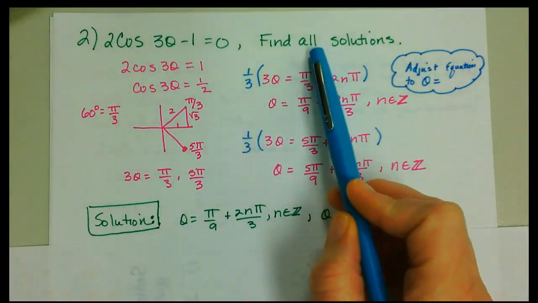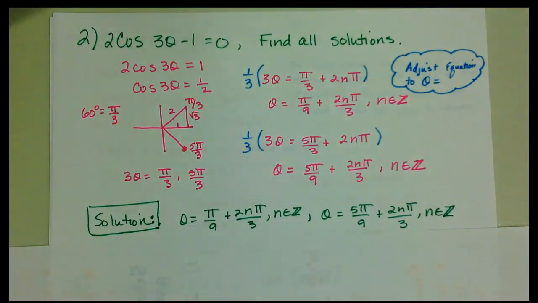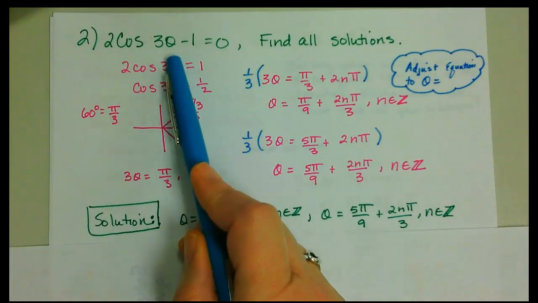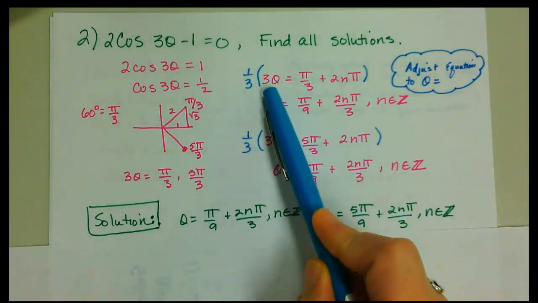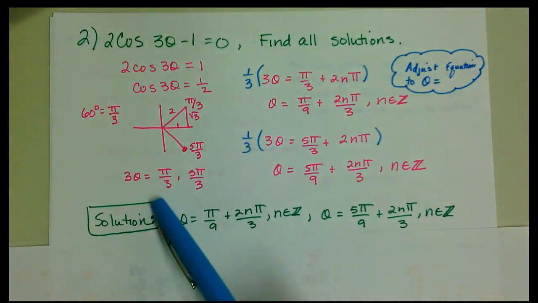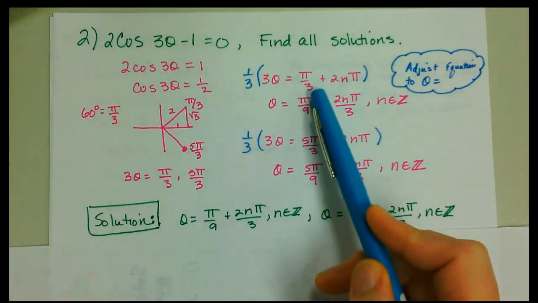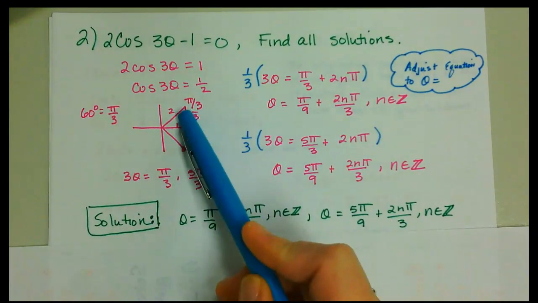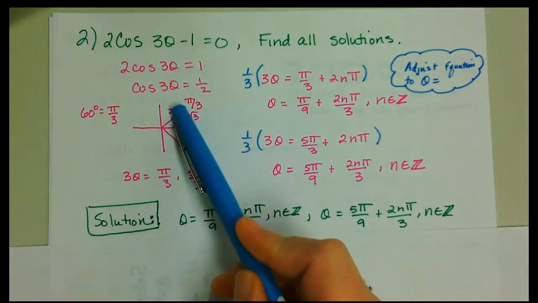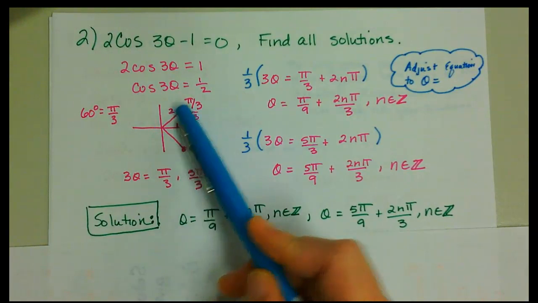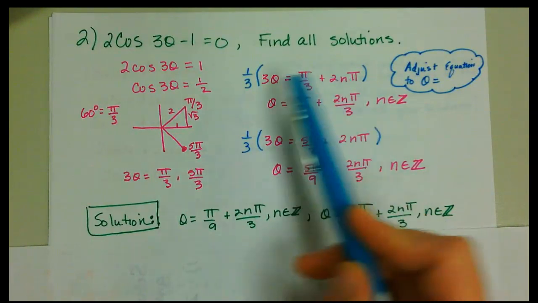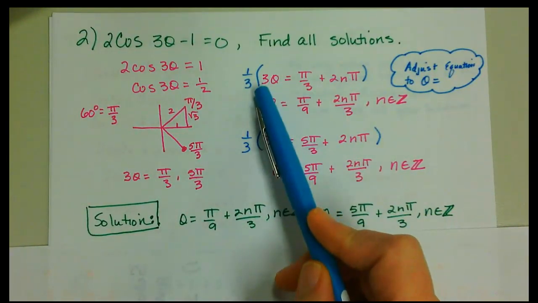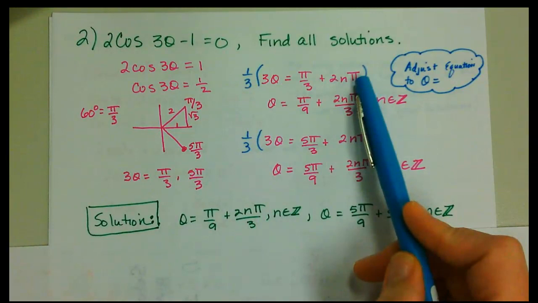So remember, we're finding all solutions, so our answer has to look like an equation. And the equation should be theta equals, because there's a theta right here inside of cosine. So I say 3 theta equals the first angle that I found, which is pi over 3. So then I do pi over 3, and because I want all the coterminal angles that go all the way back around and stop where pi over 3 is, I'm going to add 2n pi. And then to get my answer, I need to adjust and remove the 3 from the equation.